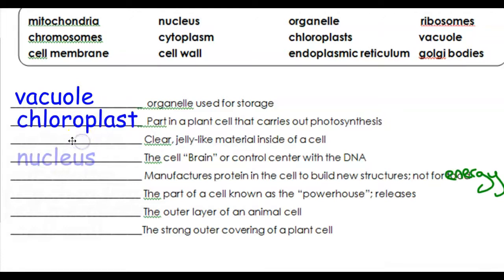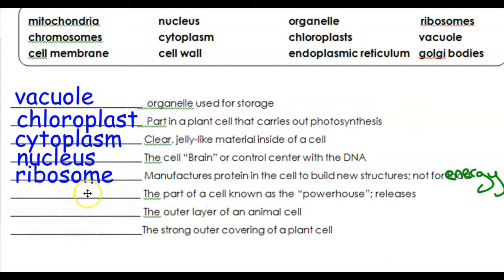The jelly-like material is your cytoplasm, and as you can see, the nucleus is the control center controlling the DNA. Manufactures protein, ribosomes. Now, it's a common mistake that ribosomes make food. Ribosomes are not able to make food. Those ribosomes make protein, and proteins are the building blocks of your cell, your building blocks and your structures. Photosynthesis makes sugar, and that's what the plants do.